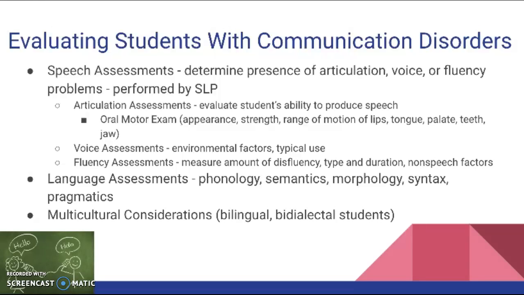Language assessments focus on specific components of language, such as phonology, semantics, morphology, syntax, and pragmatics, as we discussed previously. Multicultural considerations require that the SLP be particularly skilled when assessing a bilingual or bidialectal student to avoid language bias.